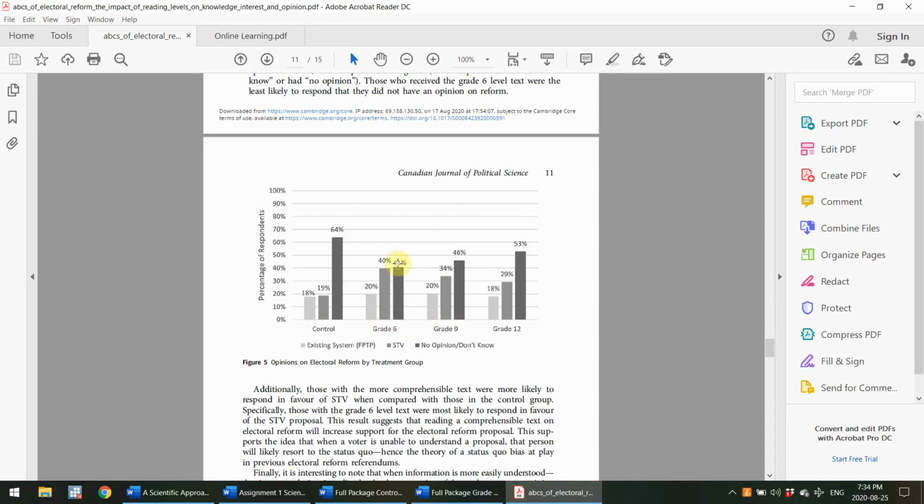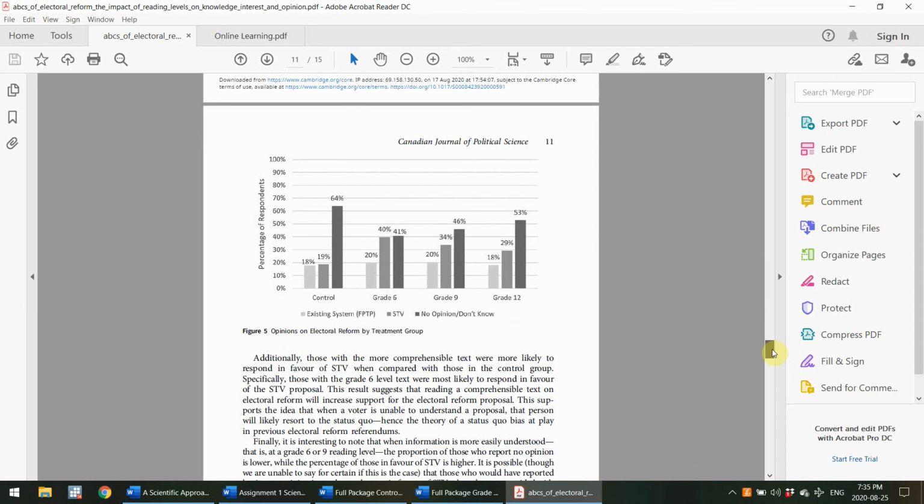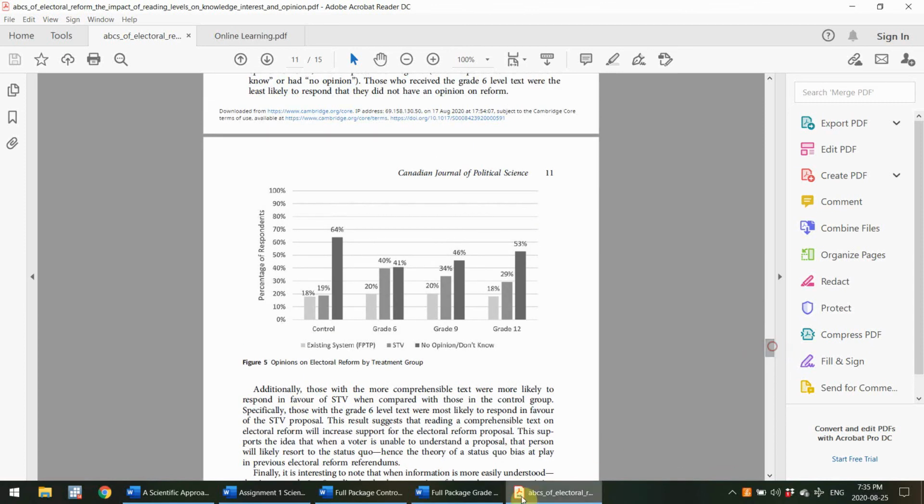Now, for those who got the texts about single transferable vote, you can see that the percentage of people who are in favor of single transferable vote goes up considerably, whereas the people with no opinion actually goes down. So they're actually able to form an opinion because they received information about single transferable vote. And then the whole point of this article actually is to show that they understand less if it's not provided at a grade level that they can actually use. But you can read the whole article if you're interested in seeing how an actual experiment is done in the political world, so in political science.